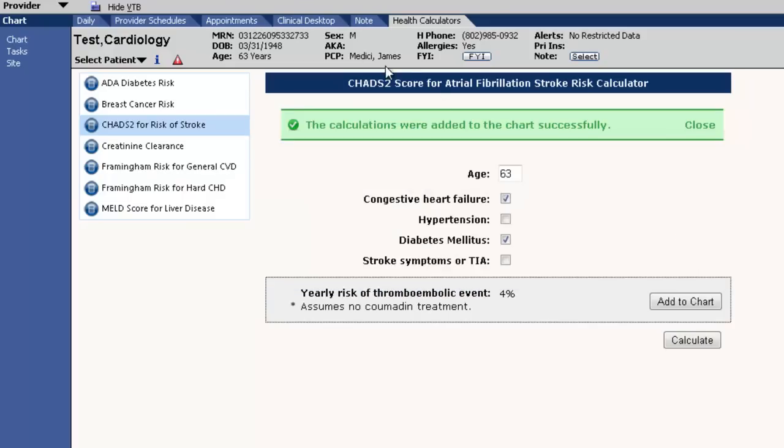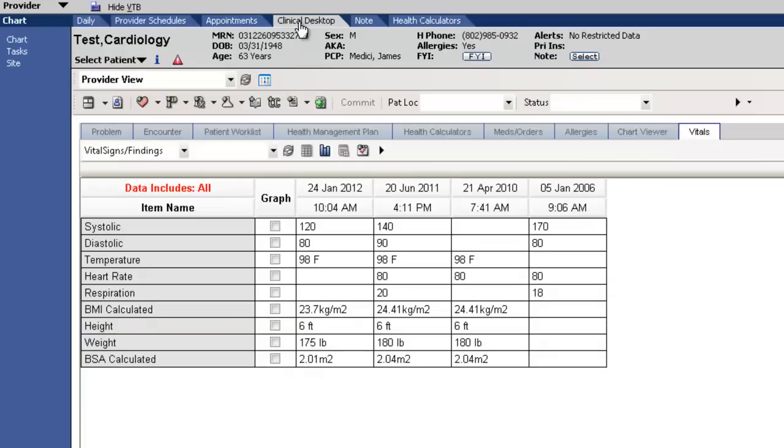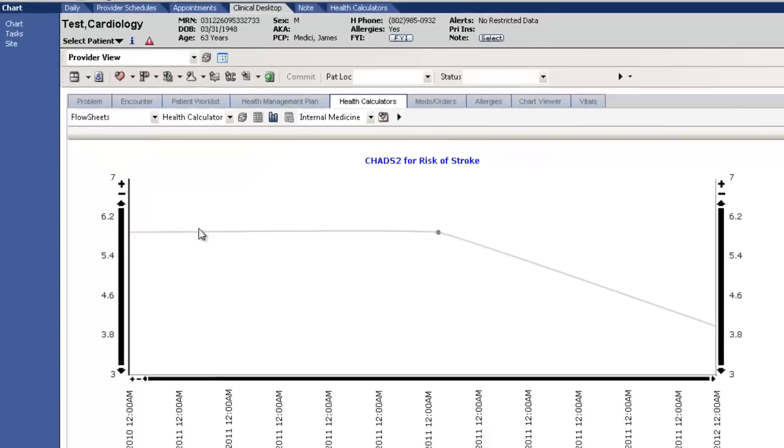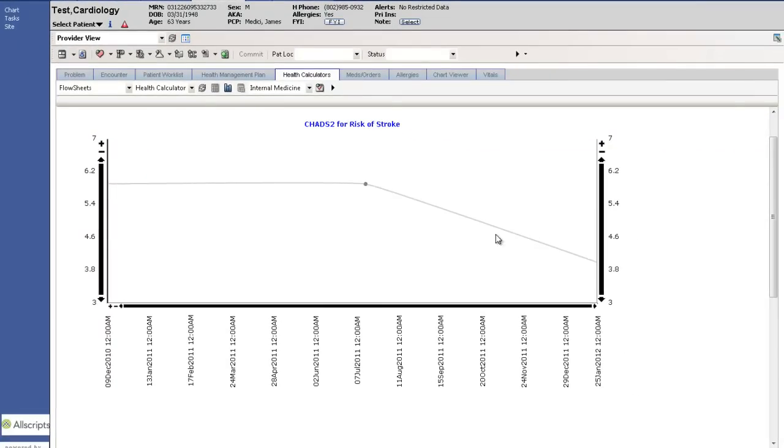Now that the risk scores are in the patient's chart, we can view them as a flow sheet, graph, and even cite them into the current note. We show the patient their risk scores and their progress over time.